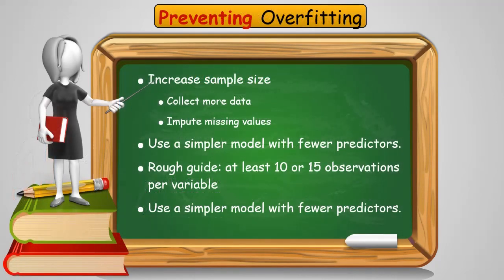But how do we prevent overfitting? Well, increase the sample size. The more data you have, the more likely it's going to be correct. Where possible, impute missing values. Missing values can cause a lot of damage to your model. Use a simpler model with fewer predictors, in other words, making it less complex. A rough guide I can give you is at least 10 or 15 observations per variable is going to be necessary for it to be useful in a model. And a simpler model with fewer predictors, Occam's razor, is always going to be best.